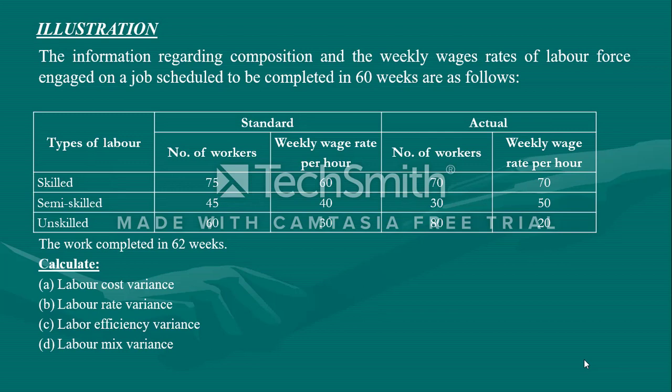The work completed in 62 weeks. Calculate labor cost variances, labor rate variances, labor efficiency variances, labor mix variances. We have to calculate the cost, rate, efficiency and mix variances. Means we need the information of standard hours, actual hours, standard rate and actual rate.